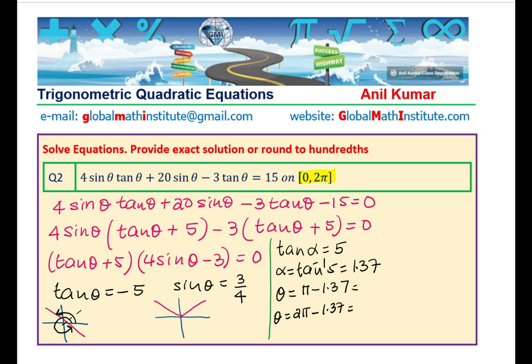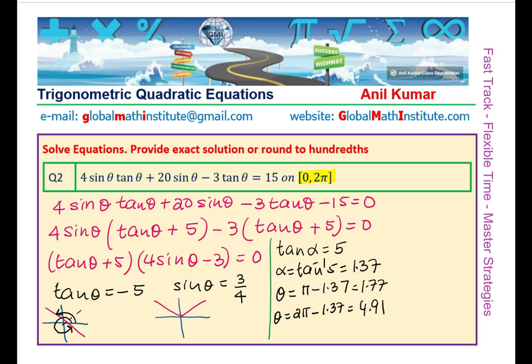Let's see what we get. So pi minus 1.37 gives us the value of 1.77, and then 2 times pi minus 1.37 gives us 4.91. So these are the two answers from the first factor, tan theta plus 5.